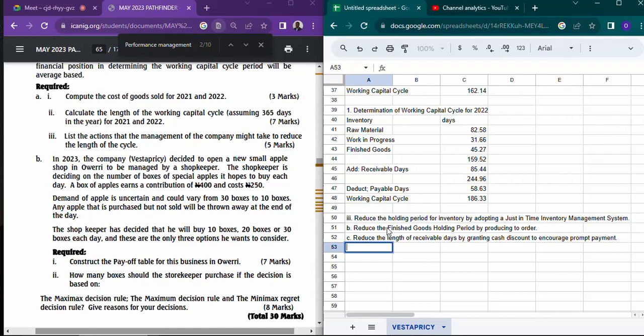So to reduce the receivable days, for instance, the average receivable days for 2022 is 85 days. Trade discount is encouraging the customers to buy more. Encourage, not allowing, encourage. Okay.